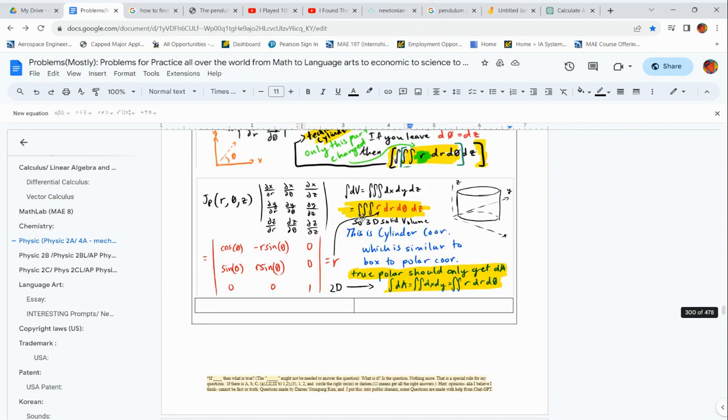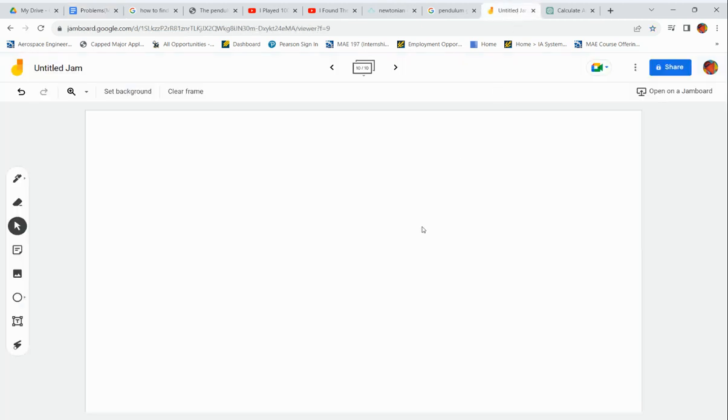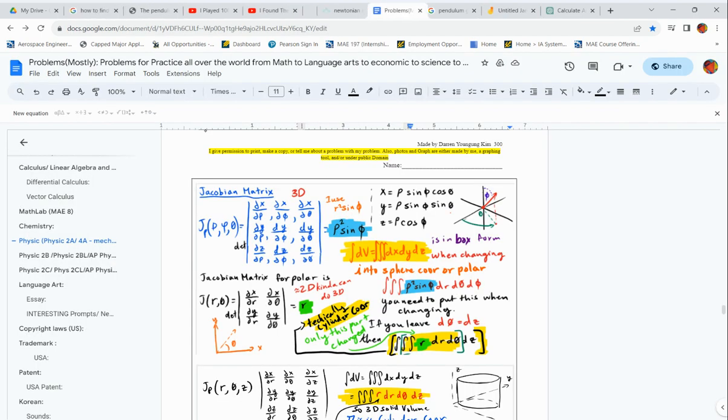So the first thing I need to talk about is the Jacobian matrix, because that will allow us to do a lot of things that make everything so much easier than we ever thought. The Jacobian matrix allows us. Yeah, I don't like Jamboard a lot. I usually use Snip and then paste it into here.